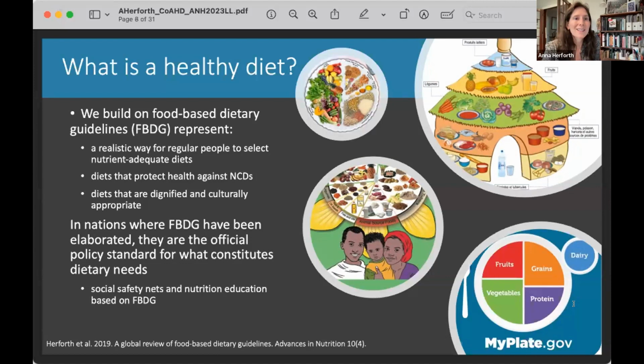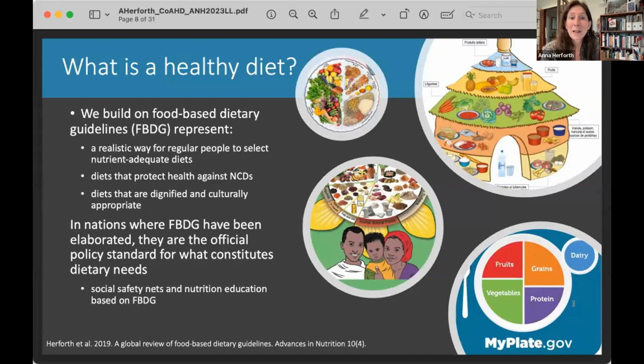These dietary guidelines capture a realistic way for regular people to select nutrient adequate diets. So, we also talk about different indicators of cost of nutrient adequacy. There's been lots of work done on that, and those can be useful for certain applications. But when we're talking about how people go to the market and choose foods, nobody has a computer in their head to do a linear program on all of the nutrient needs. And so, recognizing this, countries have developed a simpler way for people to choose nutrient adequate diets.